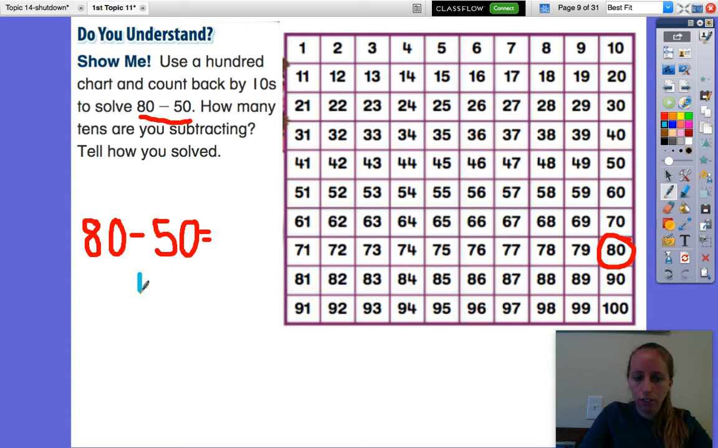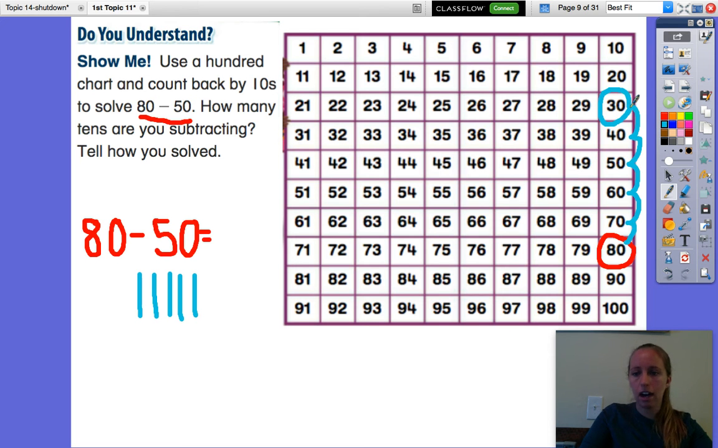So I know that 50 is 5 groups of 10, right? 10, 20, 30, 40, 50. Think of it as 5 groups of 10, 5 tens. So we know when we subtract 1 group of 10, we're going to jump up once on our 100 chart. Now I need to subtract 5 tens, so I need to jump 5 times, right? So 1, 2, 3, 4, 5. What did I land on?